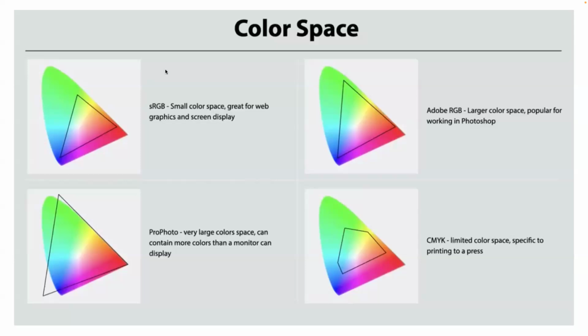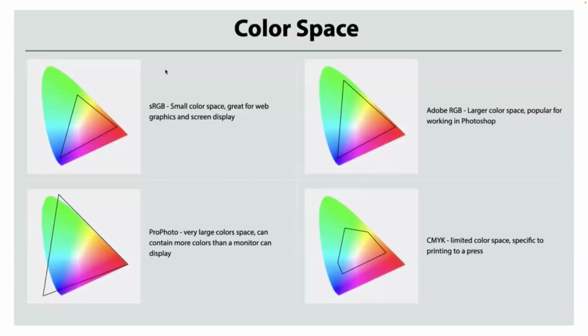But sometimes if you have a raw image from an SLR camera or something like that, and you open it up in Bridge or Lightroom or Photoshop, it'll come in with the ProPhoto color mode.